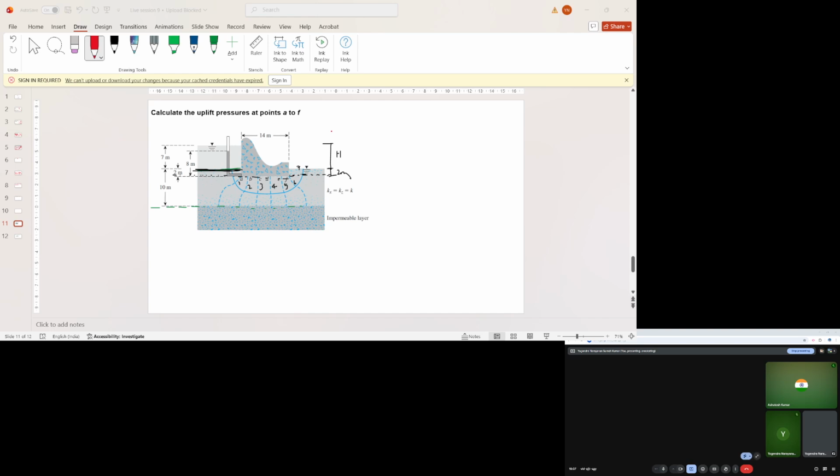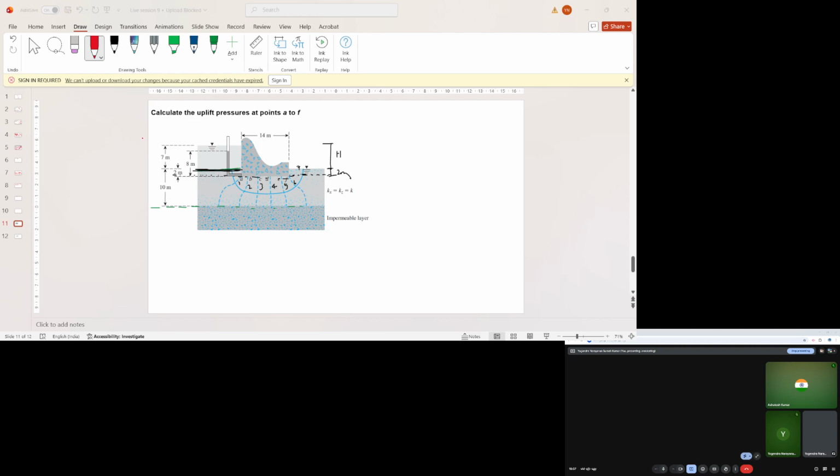Now, what is the head difference here? H is equal to 8 meters upstream, and downstream is 2 meters. Difference 8 minus 2 is 6 meters. This is upstream minus downstream head, which is 6 meters. Understood?